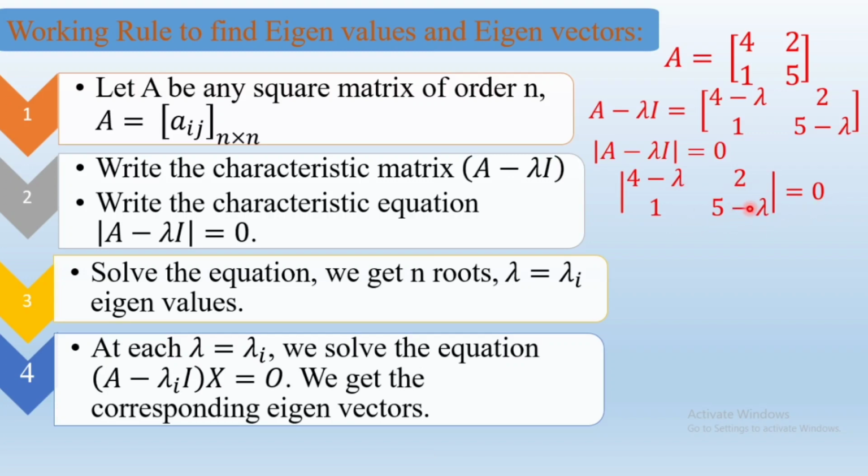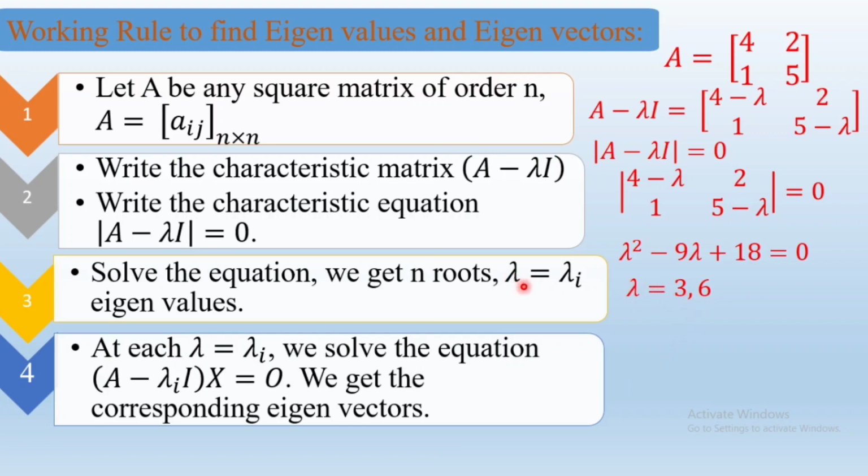Now you expand this determinant. We get an equation in terms of lambda: lambda square minus 9 lambda plus 18 that is equal to 0. This equation is called the characteristic equation. Step 3 is to solve the equation. We get n roots because the order is n, but here the order is 2, so we get 2 roots. Lambda is equal to 3 comma 6.